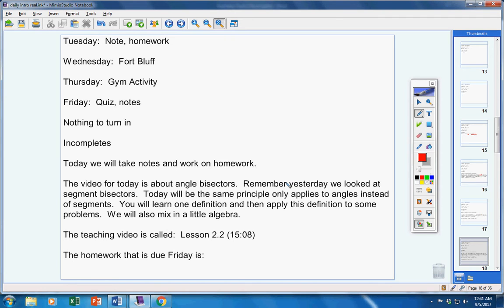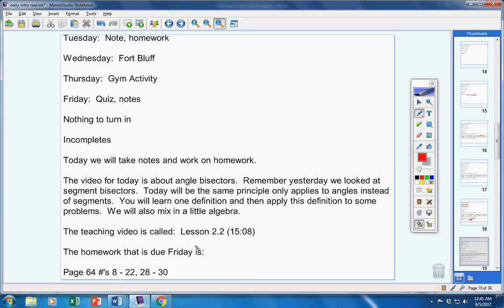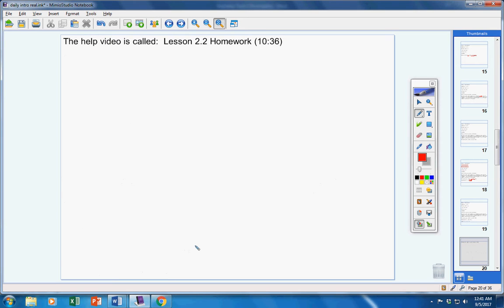The homework that's due Friday. Now, I say due Friday because once again, no class on Wednesday, no class on Thursday. So your homework is not due until Friday, okay? The homework that is due Friday is page 64, 8 through 22, and 28 through 30. There's the homework help video, about 10 to 11 minutes long. Sorry for yawning. Okay, moving on.